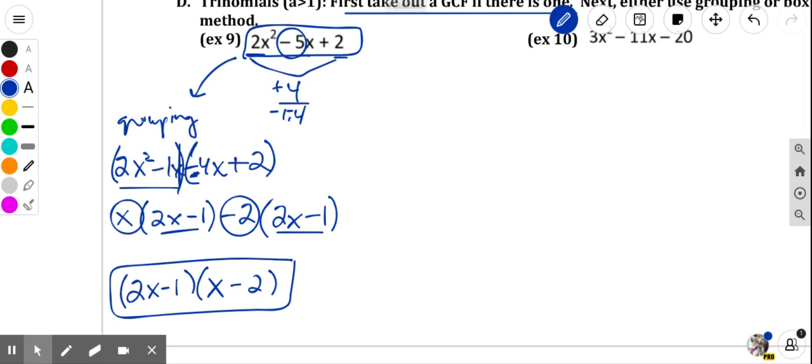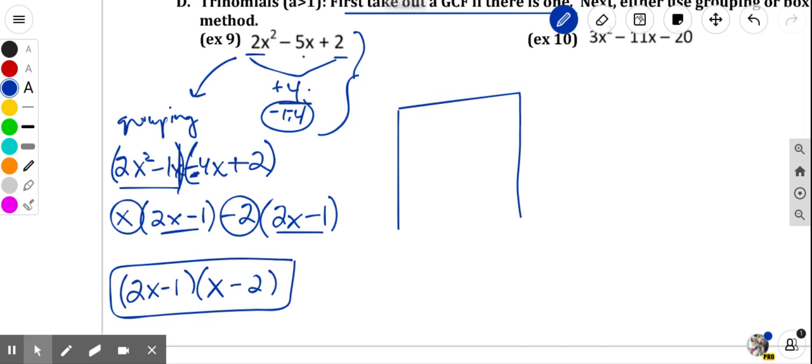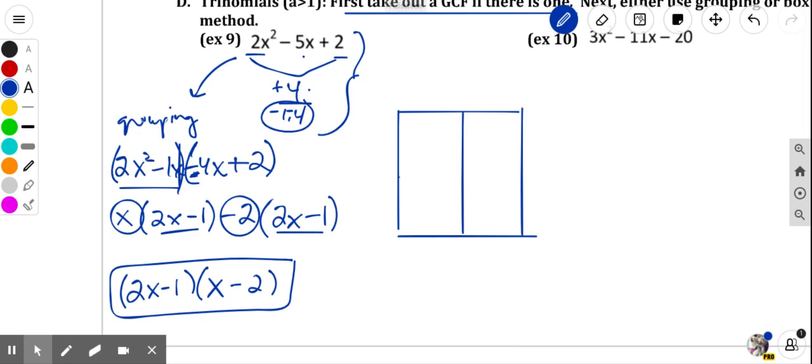I'm going to show you doing the same problem, but with box method, and then you're going to try number 10. So with box method, these first steps are still the same. You multiply the first and the last, figure out what multiplies to 4 and adds to negative 5, which we did right here. Then you make a box, a 2 by 2 box, maybe a straight one. Okay, so now we have a 2 by 2 box.